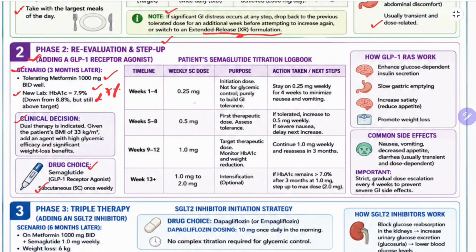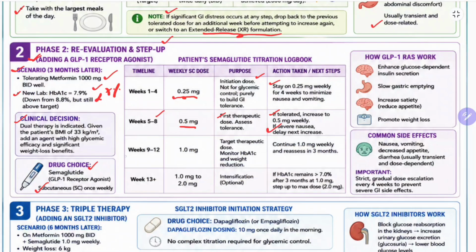Now weeks 1 to 4, the subcutaneous dose should be 0.25 mg. This is the initial dose, not for glycemic control, purely to build GI tolerance. So stay on 0.25 mg weekly for 4 weeks to minimize nausea and vomiting. From week 5 to 8, that means in the second month, increase the dose to 0.5 mg. This is the first therapeutic dose, and then assess the tolerance of the patient. If tolerated, increase to 0.5 mg weekly. If severe nausea, delay the next increase.